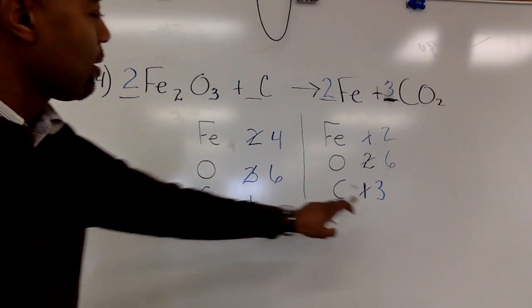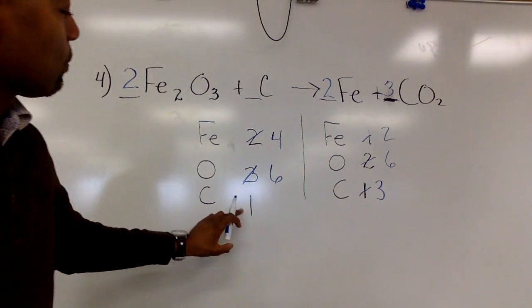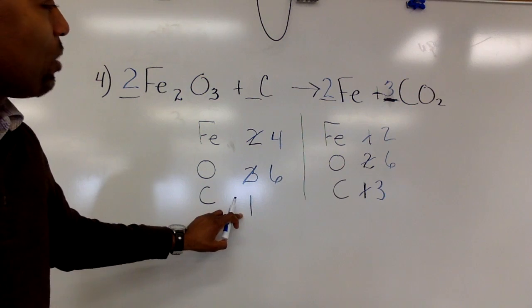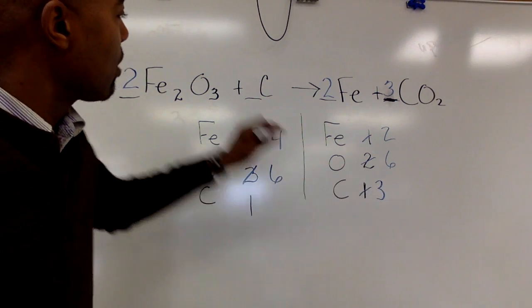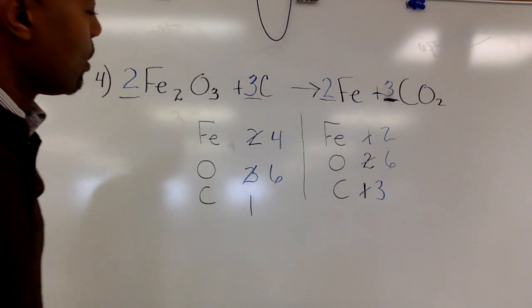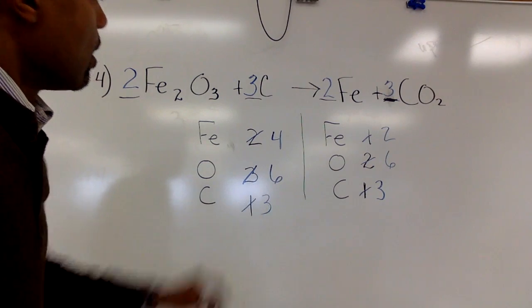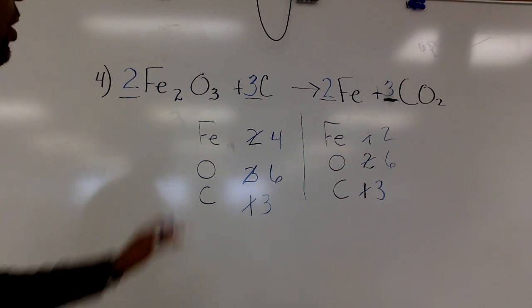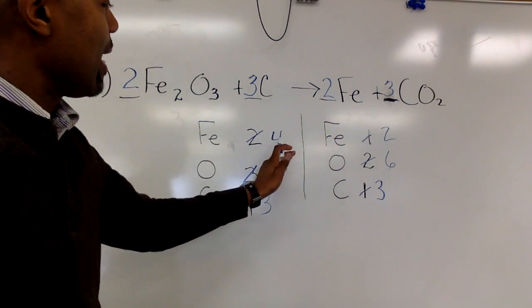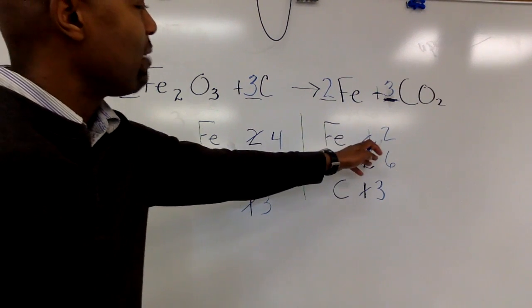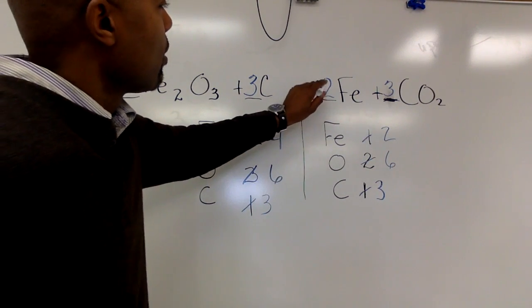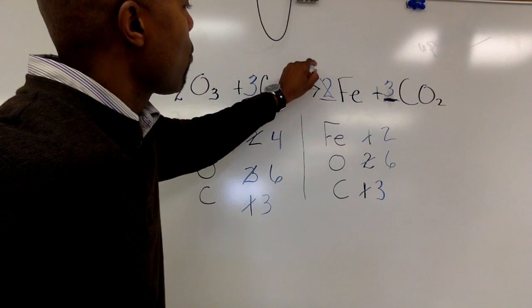I have 1 and 3, so I can multiply the carbon here by 3 in order to have it match this carbon. So I'll put a 3 there. Now I have 3 carbons. Okay, and so the only thing left to do is to go back to this side. I have 4 iron here and I have 2 there. So this, I'm going to change it to a 4.